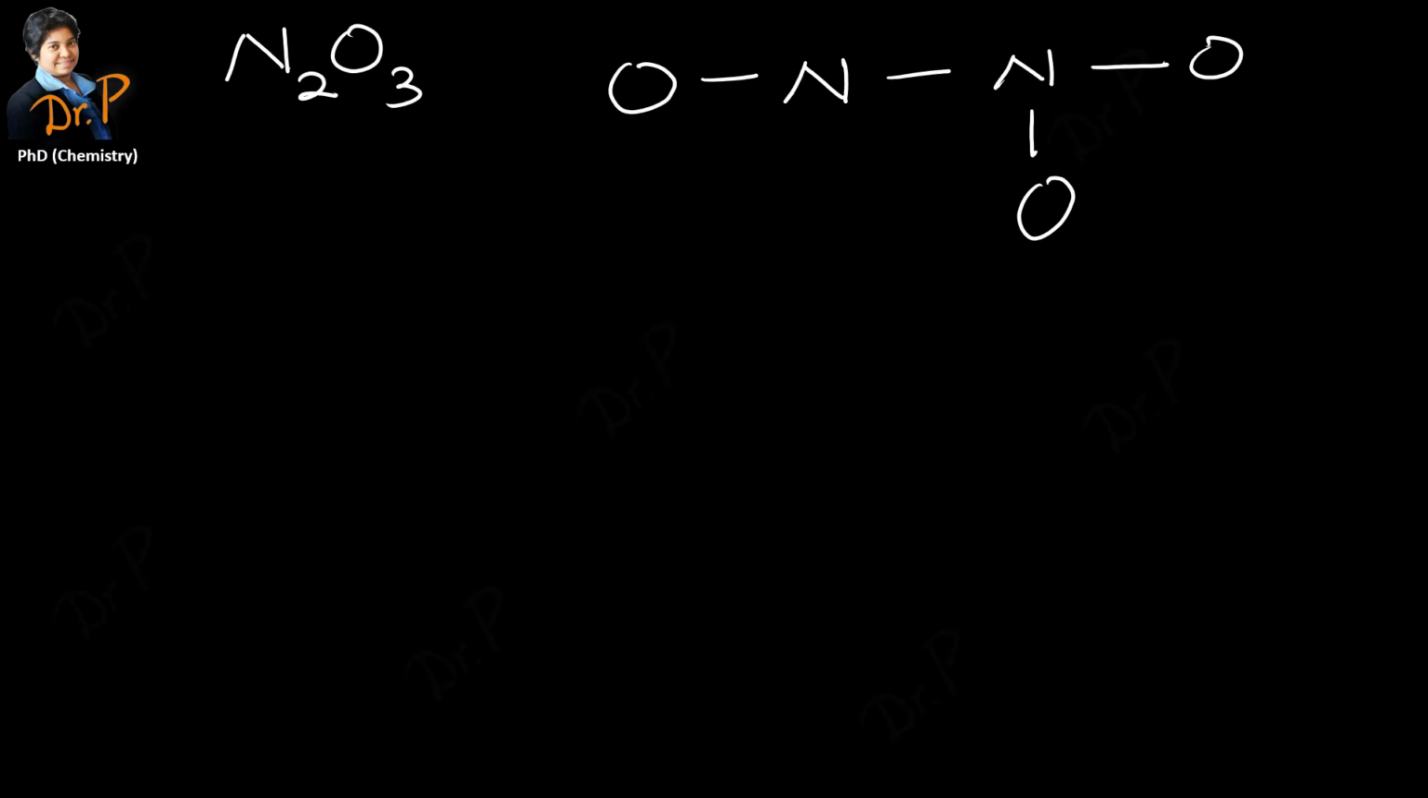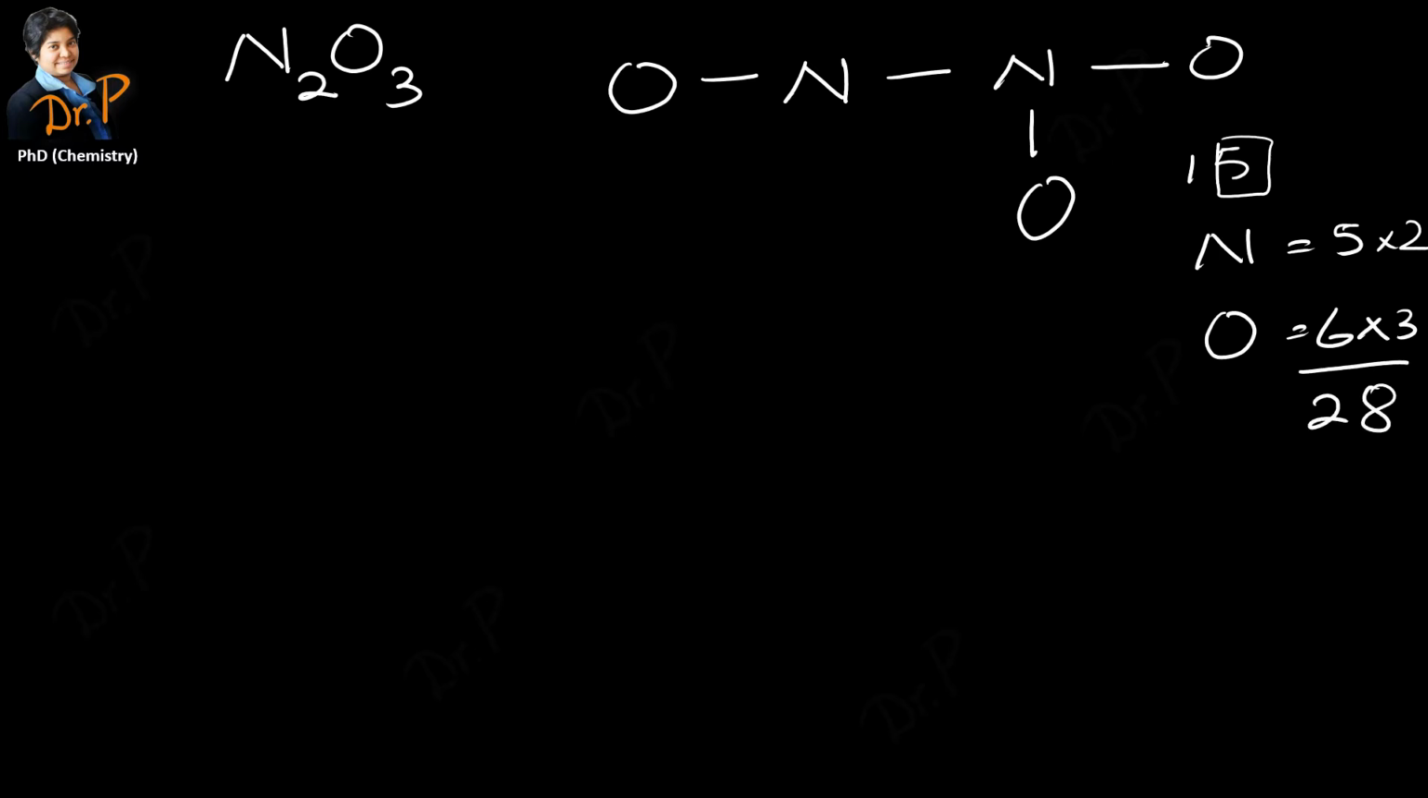First, let's find the total number of valence electrons. Nitrogen is in group 15. It has 5 valence electrons, but in the given formula we have 2 nitrogen atoms, and then oxygen is in group 16, it has 6 valence electrons, and here we have 3 oxygen atoms. So the total number of valence electrons is 28.